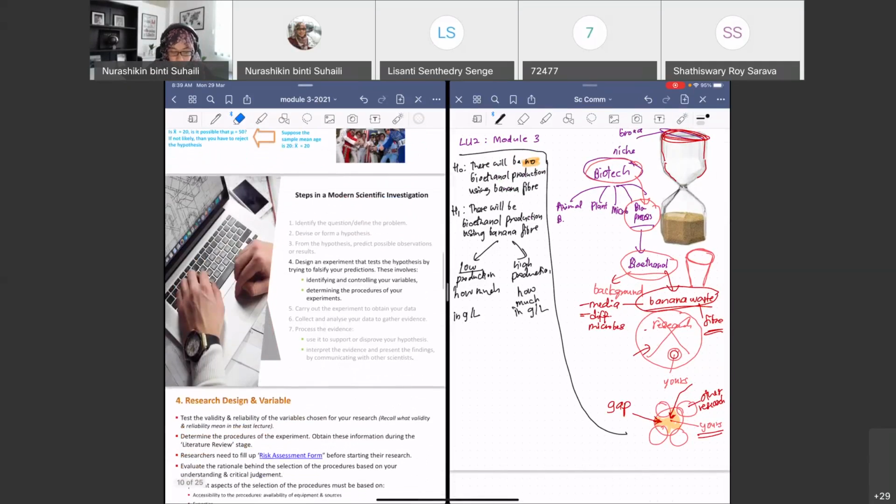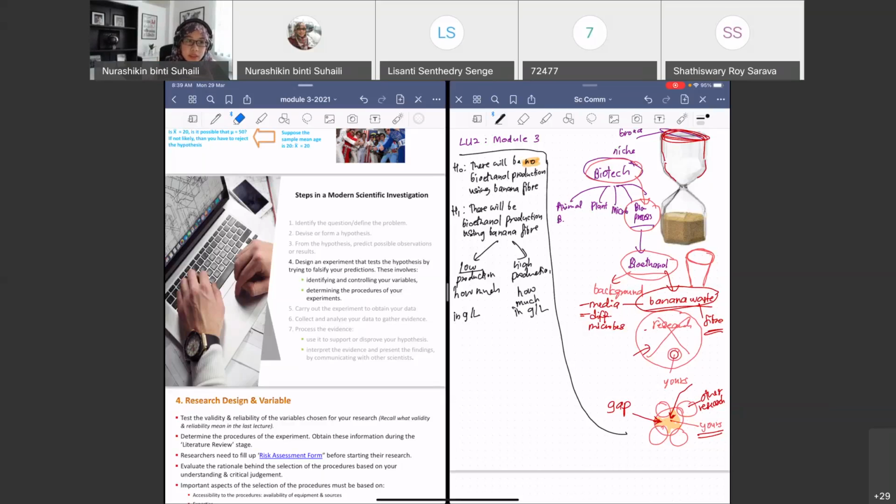All right. So the fourth step: design an experiment that tests the hypothesis by trying to falsify your prediction. This involves identifying and controlling your variables, and determining the procedure of your experiment. Now you have the hypothesis, and you have possible observations in the case of this bioethanol production. From here, you expect that there will be a condition that favors low production of bioethanol, and a condition that favors high production of bioethanol.